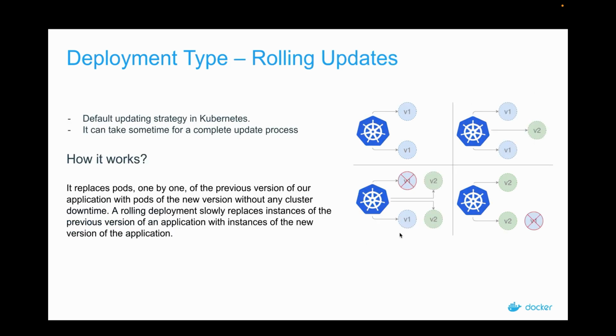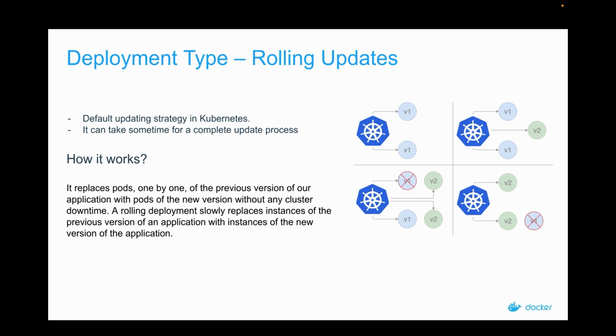Now the next is rolling updates. Rolling updates is basically the default updating strategy in Kubernetes. In the picture, if you can see here, in this deployment strategy we replace the pods of the previous version of our application one by one with the pods of the new version without any cluster downtime. And this is done in a slow way. Think of it as a rolling deployment that slowly replaces the instances of the previous version with instances of the new version of an application.